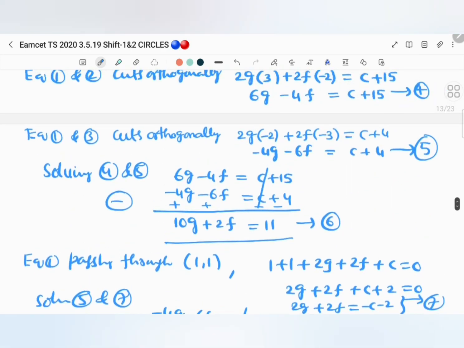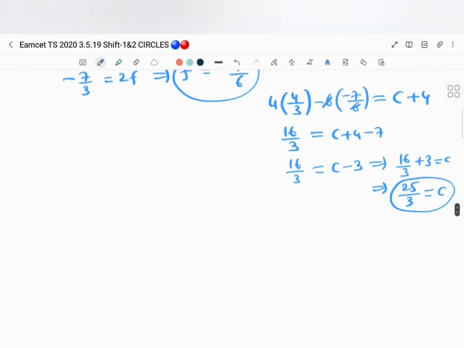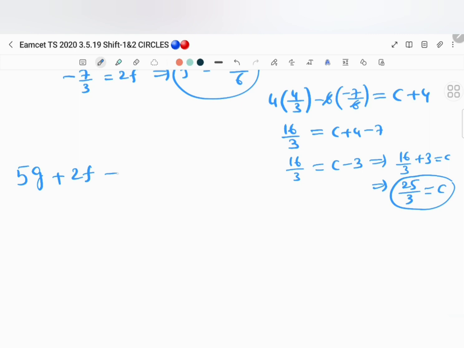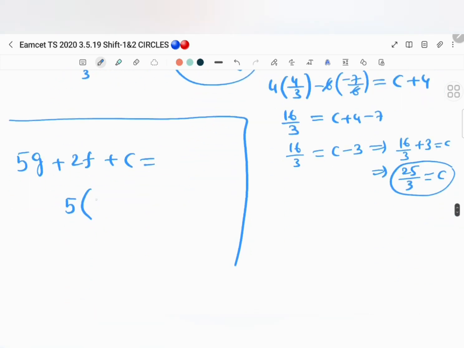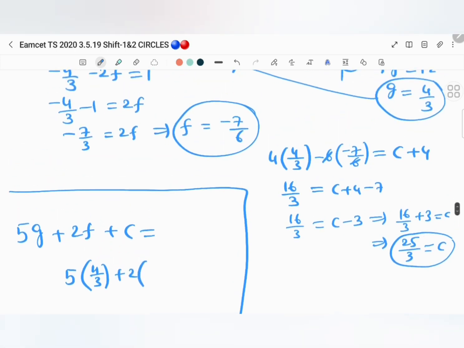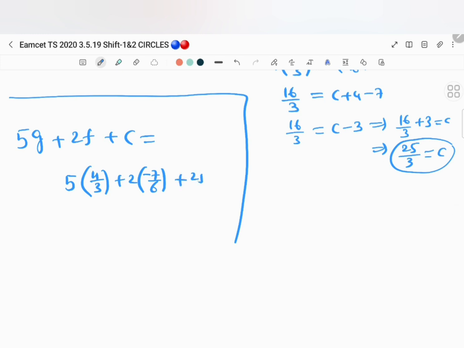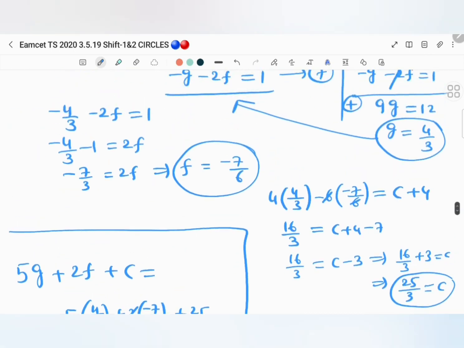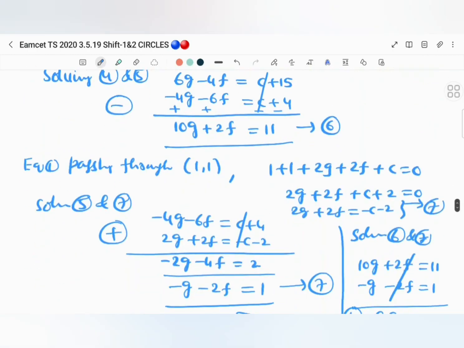So they are asking to find the value of 5z plus 2f plus c. So 5 into z value 4 by 3 plus 2 into f value minus 7 by 6 plus c value 25 by 3. 2 ones are 2, 2 threes are 6. So 20 by 3 minus 7 by 3 plus 25 by 3. So 45 minus 7 by 3. So 38 by 3. So the answer for this is 38 by 3. That value is not there in the options.